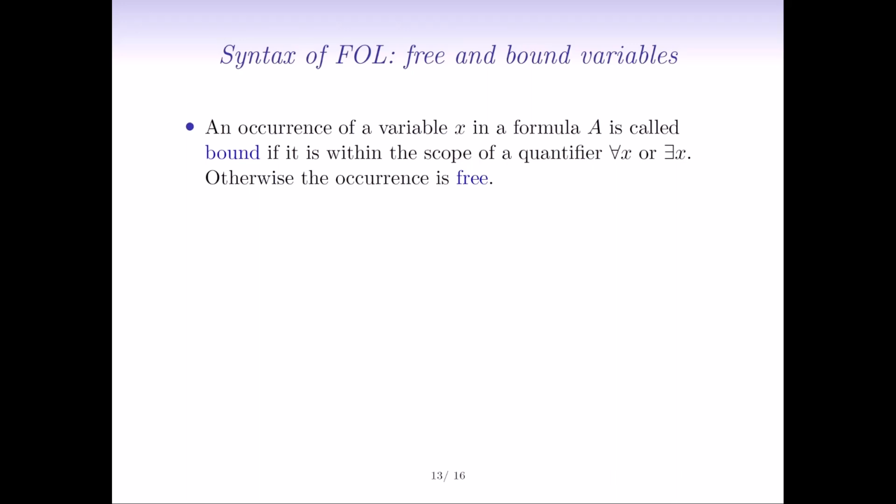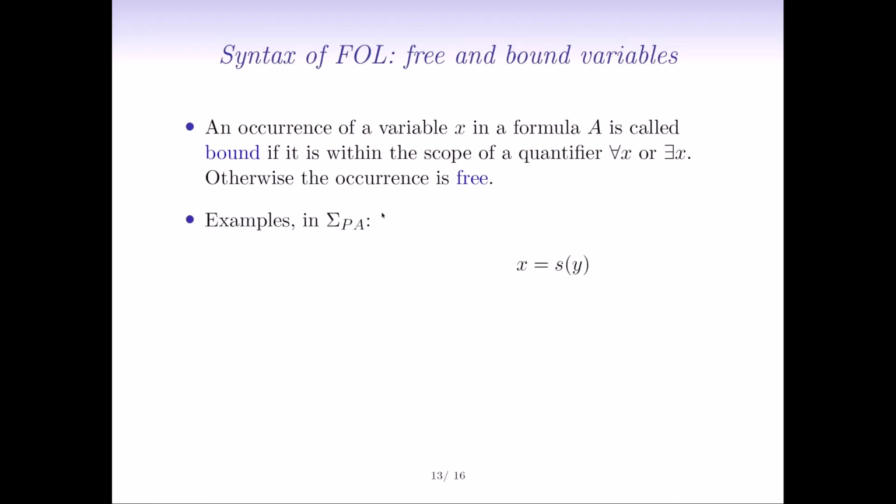That means that we have so-called bound and free occurrences of variables in formulas. An occurrence of a variable x, because there might be multiple occurrences in one formula, is called bound if that variable occurrence falls within the scope of a quantifier with the same name, so for all x or exists x. And if it's not in the scope of any quantifier, then the occurrence is called free.